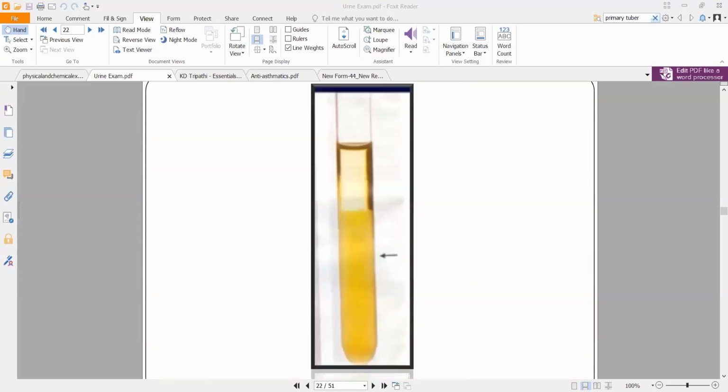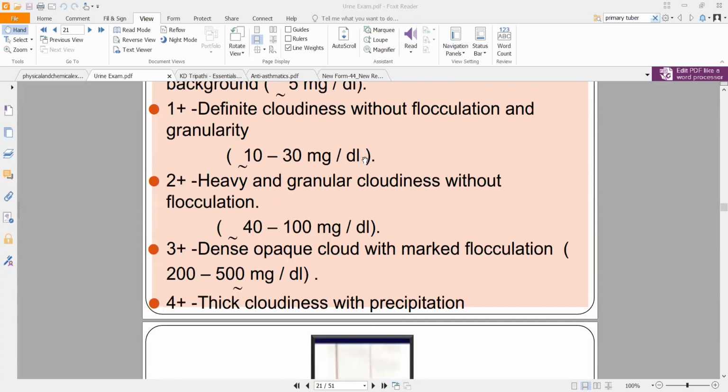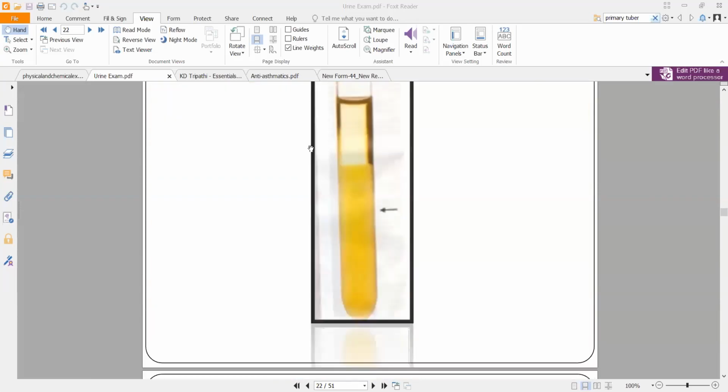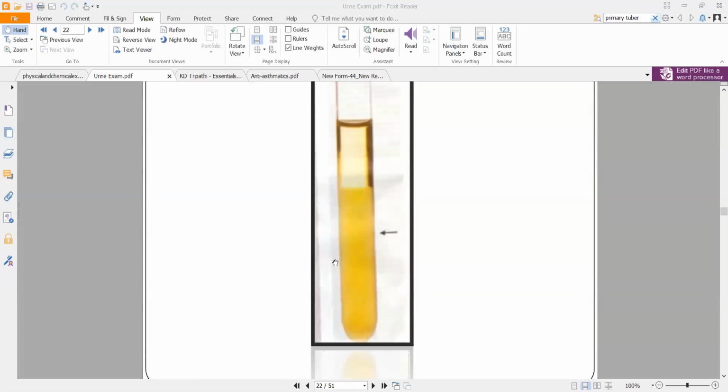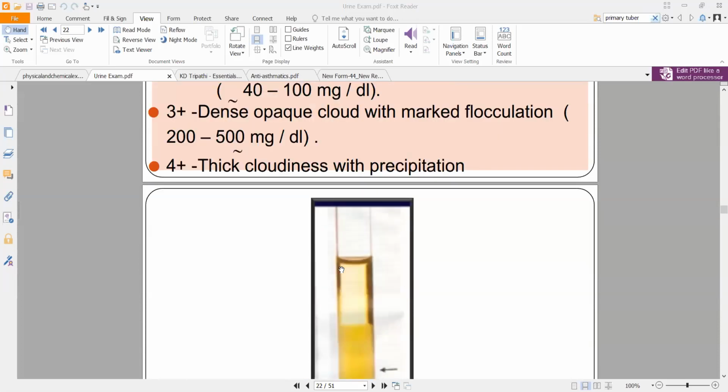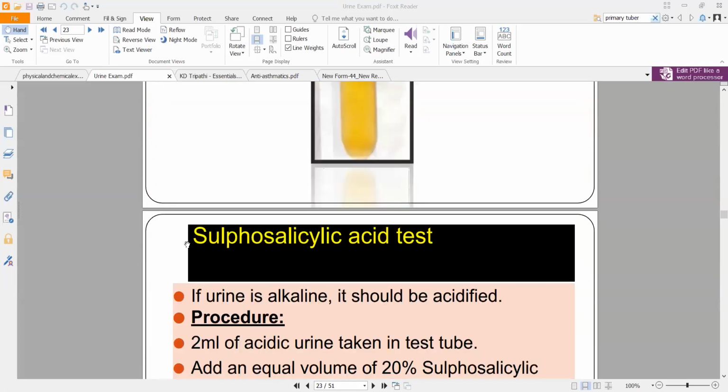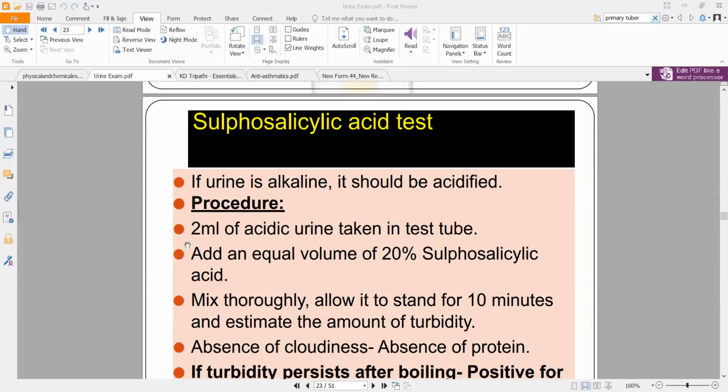All right, so this indicates one of those. Okay, this will generally indicate +2. This test tube, you'll be able to see this much. You'll see slight opacity in that. Now coming to the second test through which you can test for protein in urine.